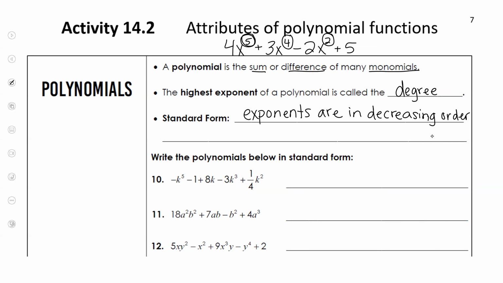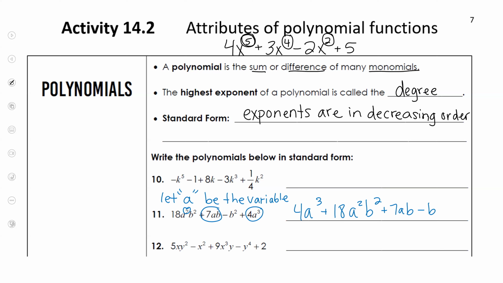For number 11, let's let A be the variable. If I make A the variable, the A that has the highest degree is this one right here. This A value has the highest degree, so that will go first. The next highest A is this one, so I'm going to put this one next. The next highest A is this one. And negative B squared can go last. That's your constant. This represents some number.